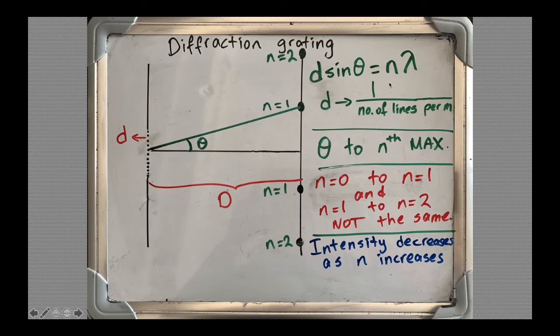And don't forget that all of the lengths in any of these formulas must always be converted to meters. So if you're given number of lines per millimeter, don't forget to change that to number of lines per meter, basically multiplying the number of lines by 1,000 to know how many you would have in 1 meter. And then 1 over that would give you the d in meters.